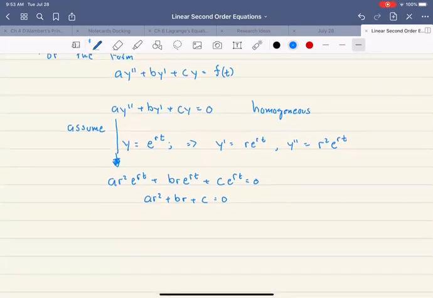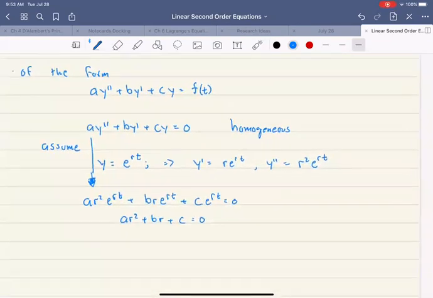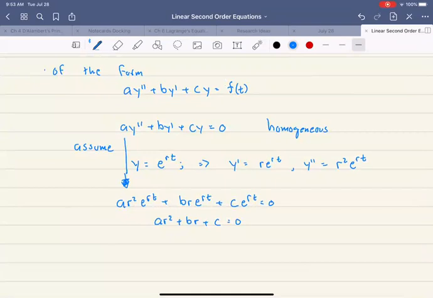Now that's a quadratic equation, isn't it? And we know how to solve that. r equals negative b over 2a plus or minus the square root of b squared minus 4ac, over 2a. So that's just a basic first thing that we need to learn.